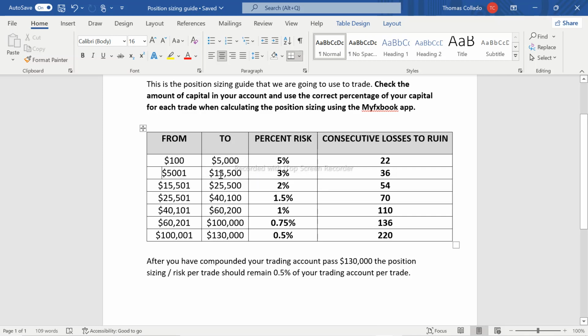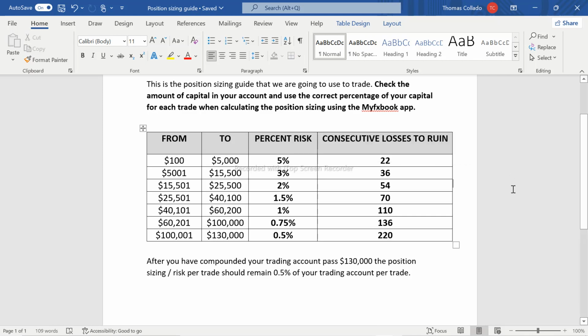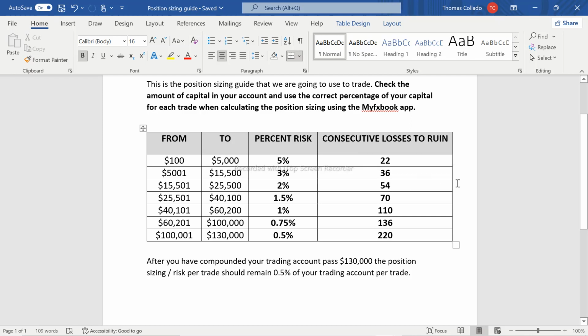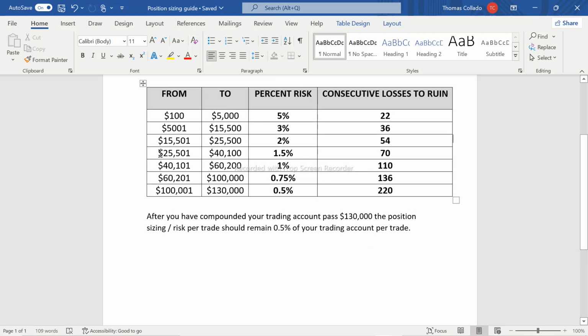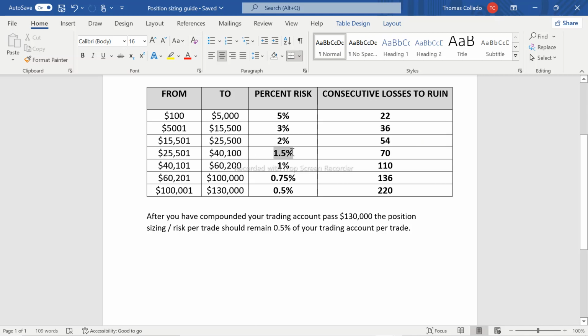So between 5,000 and 15,000, you're gonna lower your percent risk to 3%. At that level, you need 36 losses in a row to lose that money. When you get between 15,000 and 25,500, you're gonna lower your risk to 2% of your capital per trade. That's what you're gonna risk, right? So at that level, you need 54 losses in a row to lose your capital, and so on. From 25,500 to 40,000, you're gonna lower down to 1.5%.